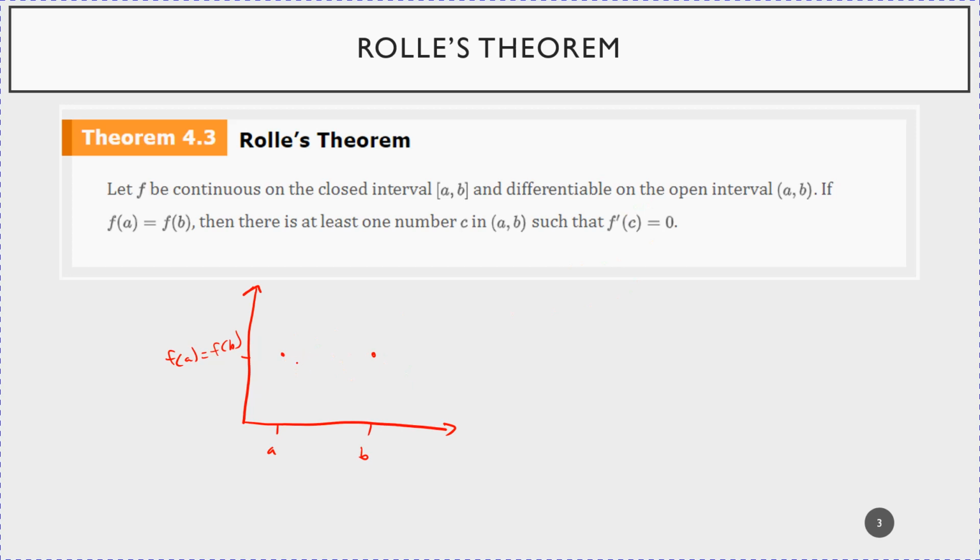Because if these two values are equal and the function is continuous, there's no way you can draw it such that there isn't a turning point here. And even if you draw just a horizontal line, then f prime evaluated at any value would be equal to 0. So if the two values at a and b are equal, then there has to be either a relative max or relative min here. Otherwise, it's a horizontal line. So that's basically what Rolle's theorem is telling us.